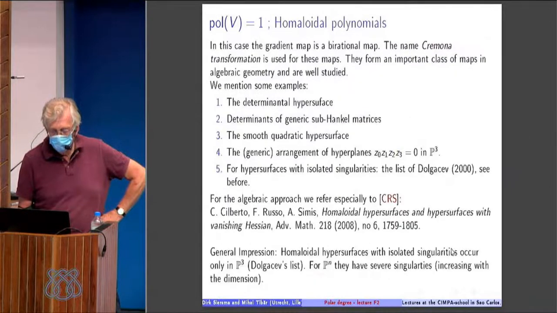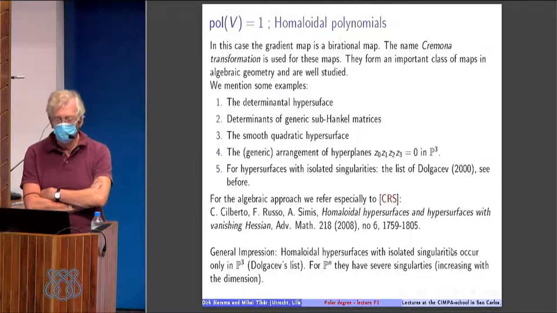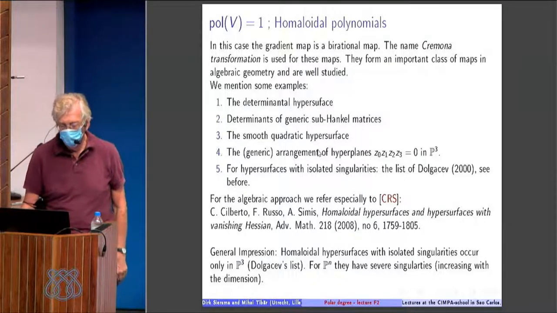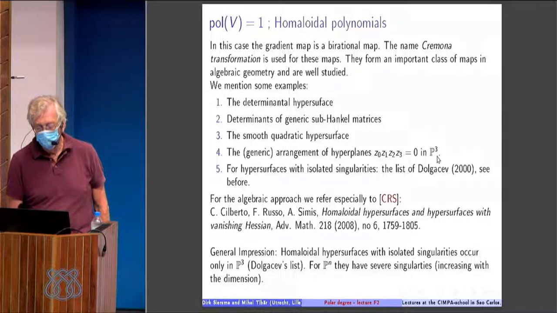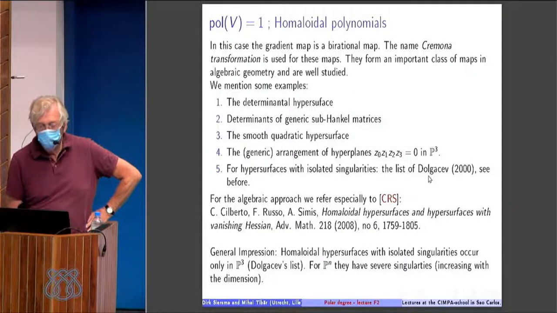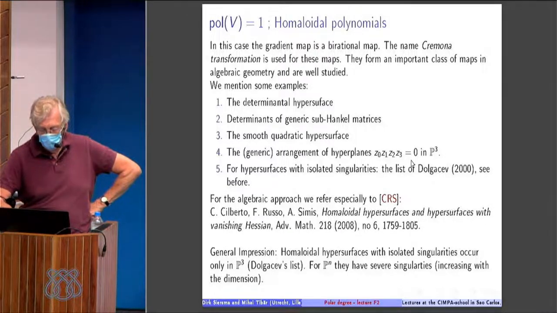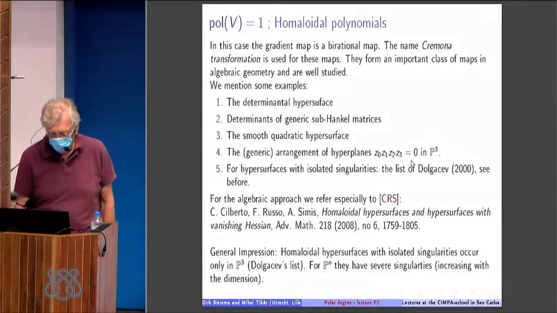Okay, so this is the history. No, not completely, since the polar degree equal to 1, people find that very important. It has the name Cremona transformation. And the examples mentioned, most of them we have already mentioned, but also a generic arrangement of hyperplanes in P3. One way to see that is that you know that the complex link is a single sphere. And the list of Dolgachev, who was here yesterday. This algebraic approach is a great contribution from Simis, from Recife, so a great Brazilian contribution to this subject.